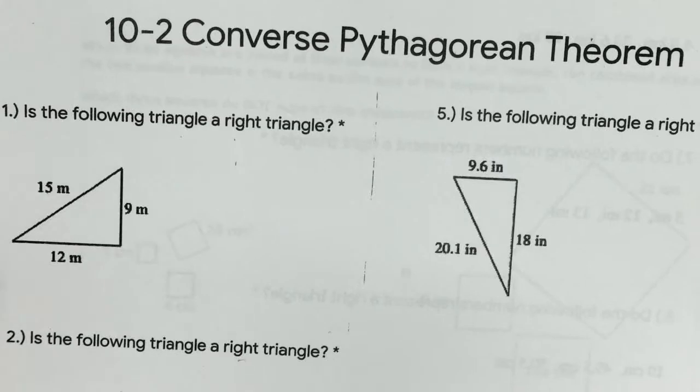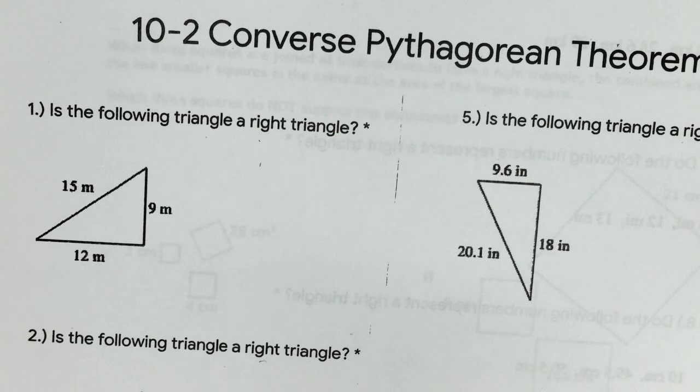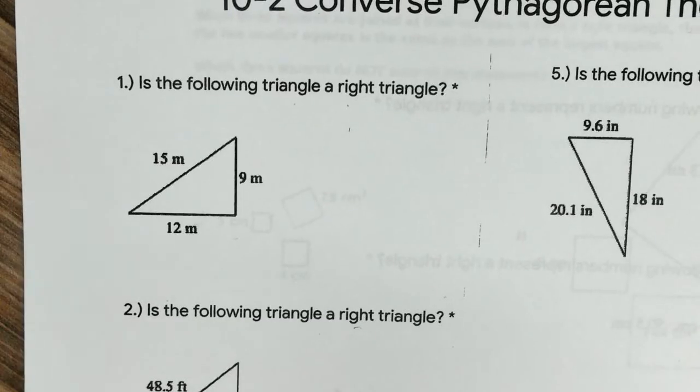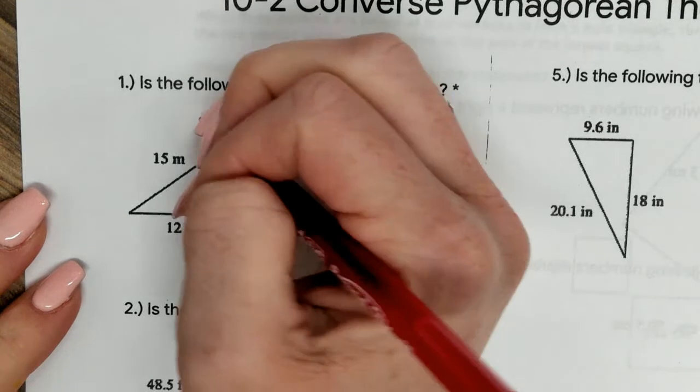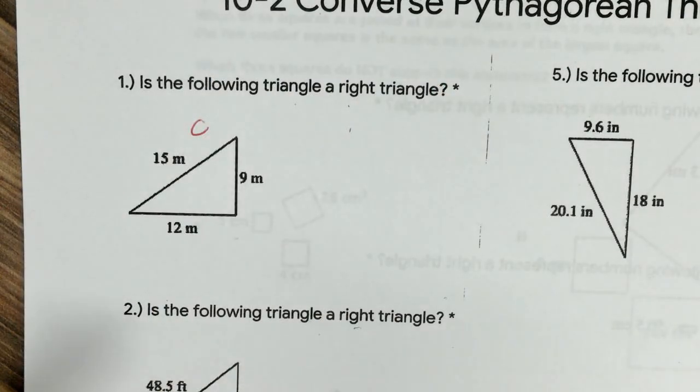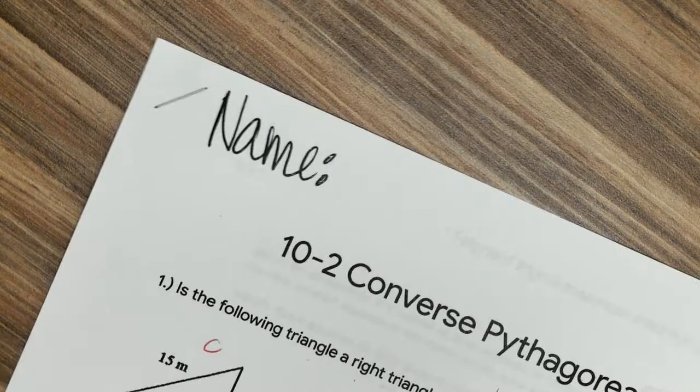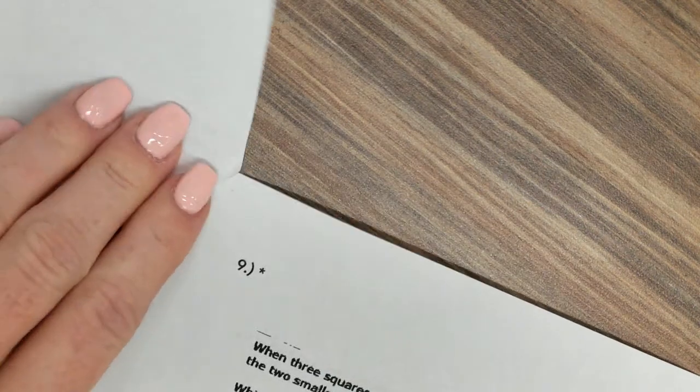Okay, so on your assignment, your job is to write yes or no. Please make sure that you're labeling the biggest number as the C. So everybody look at number 1. What would the C be? 15. Good. Now all of these are very, very easy until you get to number 9. So please turn to number 9.